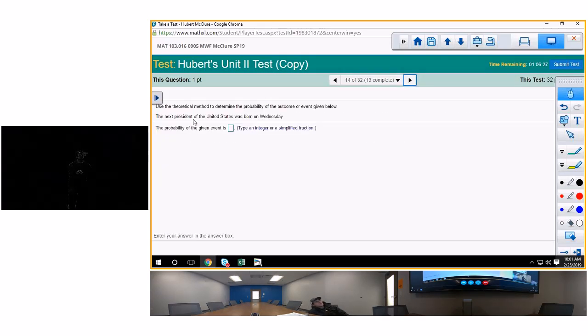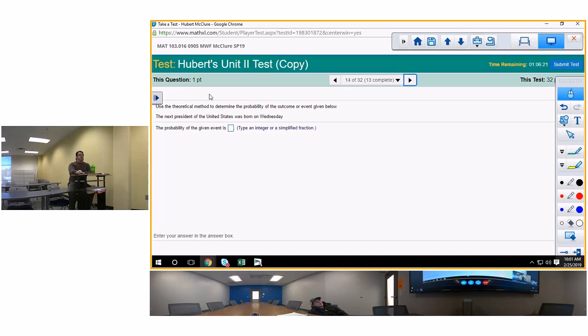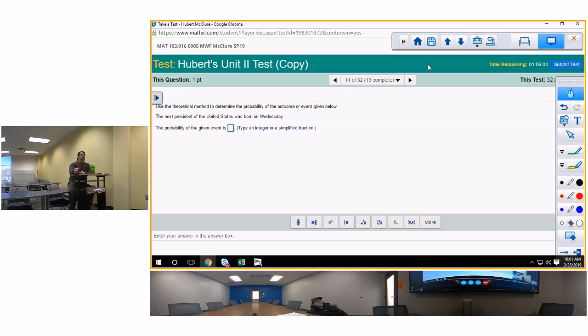Use the theoretical. Remember, theoretical is based on what? Mathematics. You don't have a deck of cards in front of you. So, what does it say? The outcome of the given event. The next president of the United States will be born on what? Wednesday. Okay, so what chance does he or she have to be born on a Wednesday? Hey, Hubert. 1 out of 7, yes.